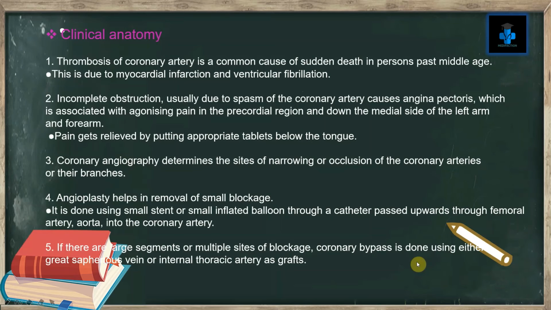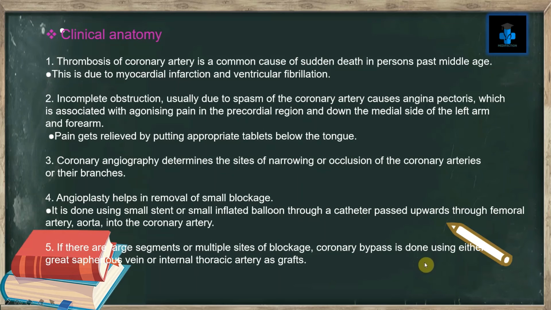Now let's move on to some important clinical anatomy. Number 1, thrombosis of coronary artery. This is a common cause of sudden death in persons past middle age. This is due to myocardial infarction and also ventricular fibrillation.